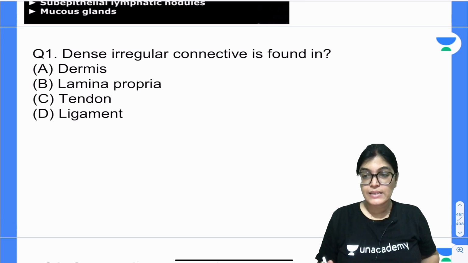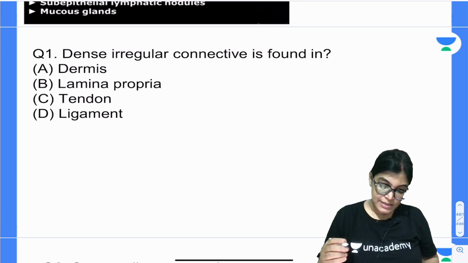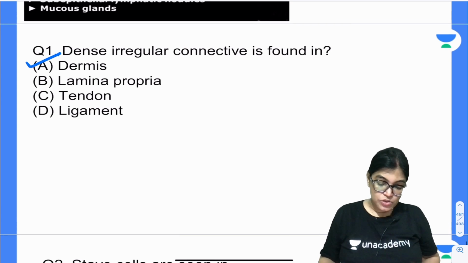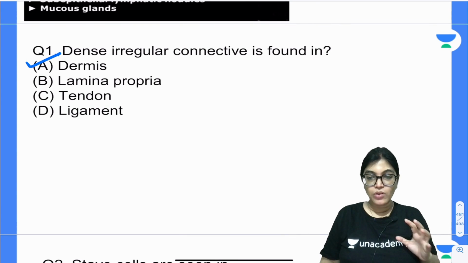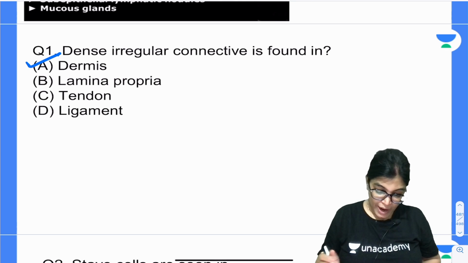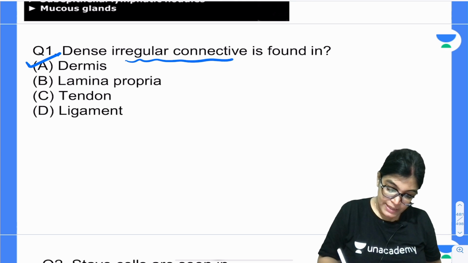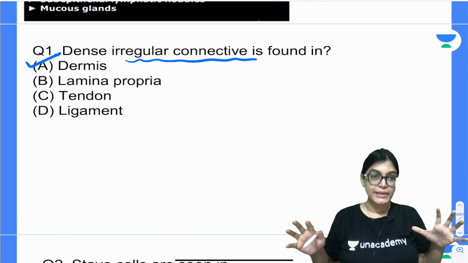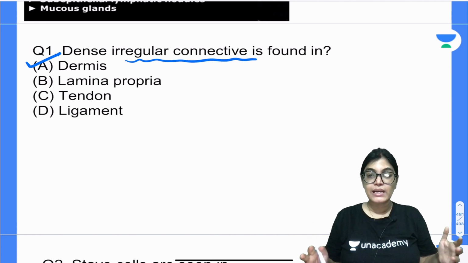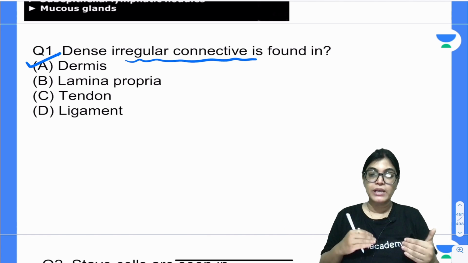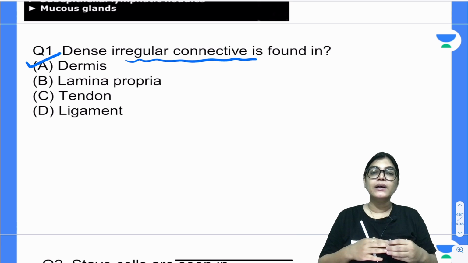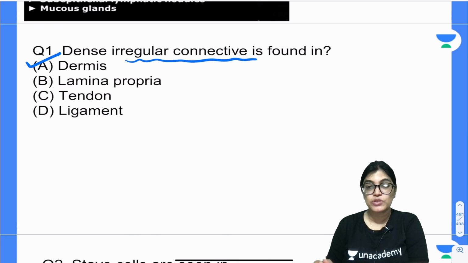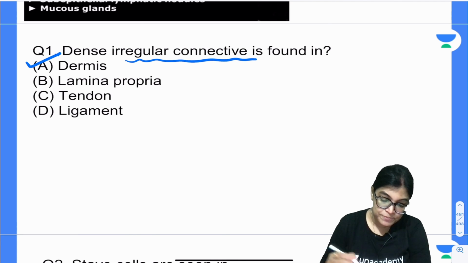The correct answer here, my dear aspirants, is dense irregular connective tissue, dermis. We have 4 options, and let me rule out the incorrect options also. Dense irregular connective tissue means the collagen fibers are arranged in a very irregular pattern. The dermis is the part of the skin lying below the epidermis, the deeper part, and here the irregular connective tissues reside. Dense connective tissue is there, but the arrangement is irregular.